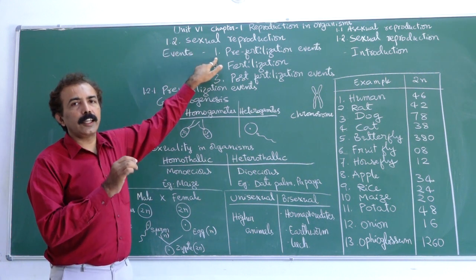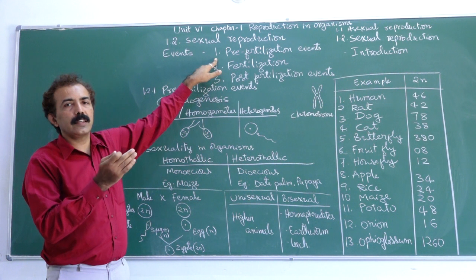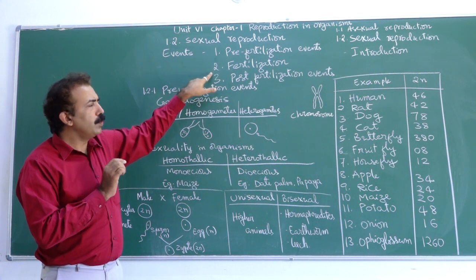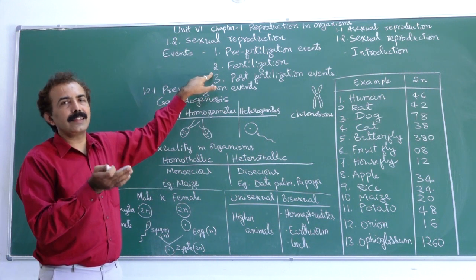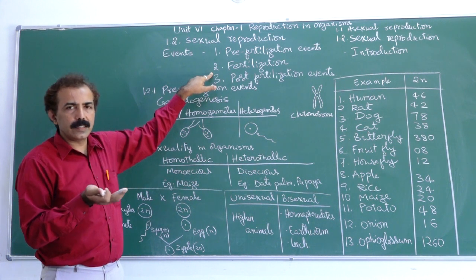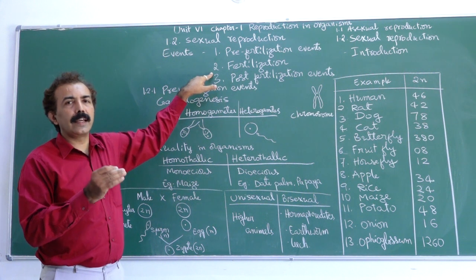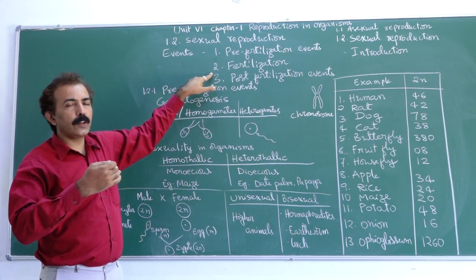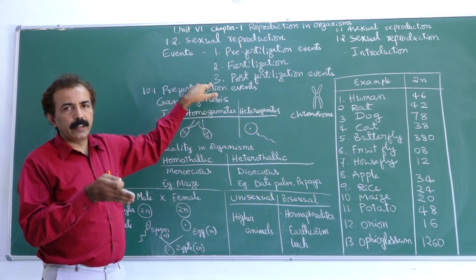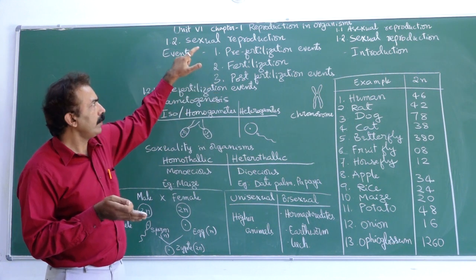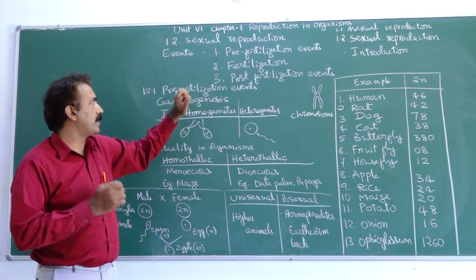The biological changes that take place in the organism before fertilization are pre-fertilization events. Union of male and female gamete is fertilization. When the male and female sex cells unite, you call it fertilization. Once they unite, they produce a special cell called zygote. How this zygote gives rise to a young one, all these studies come under the topic post-fertilization events.